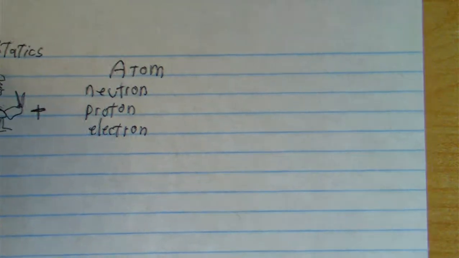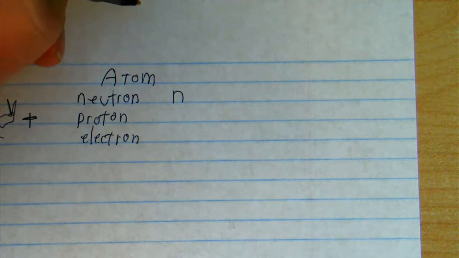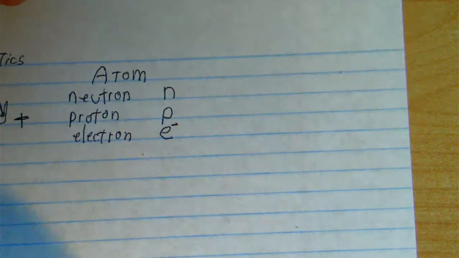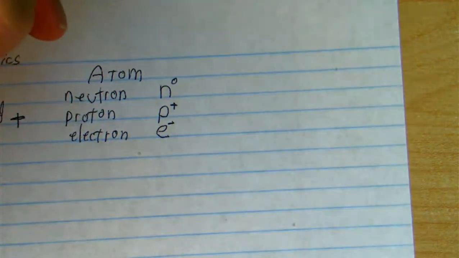That's their name. The symbol for each one, the neutron was just a lowercase letter n. The proton was lowercase letter p. The electron was lowercase letter e, but we always wrote it with a superscript minus sign after the letter e. And I guess if you want to be a purist, you could put a plus sign after the proton, a zero superscript after the neutron.